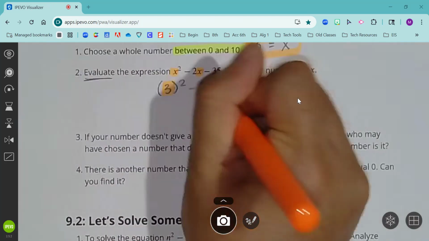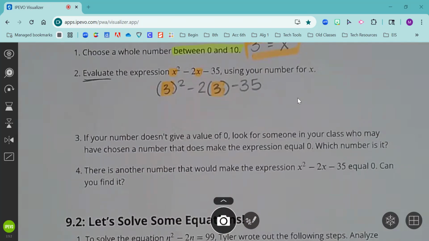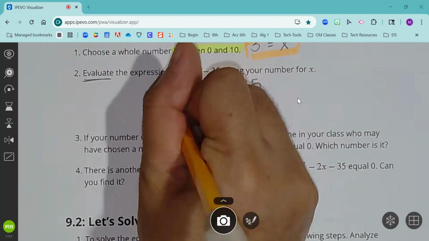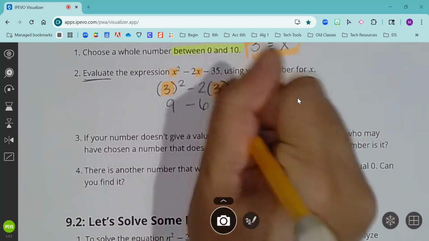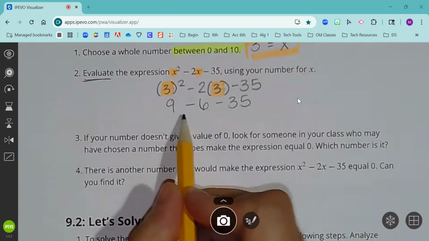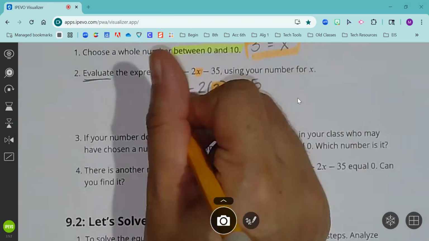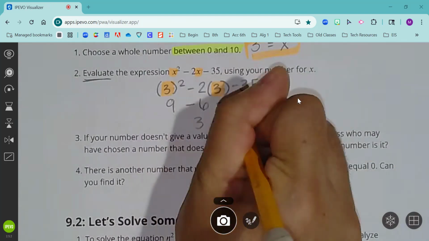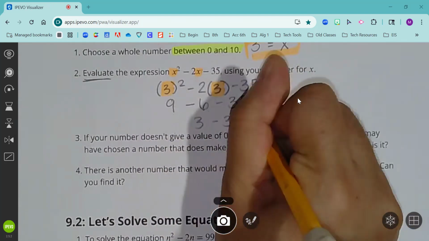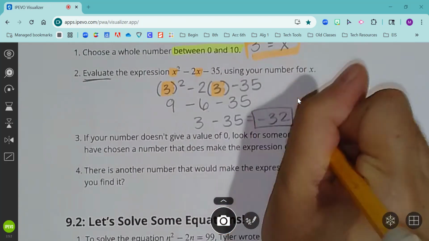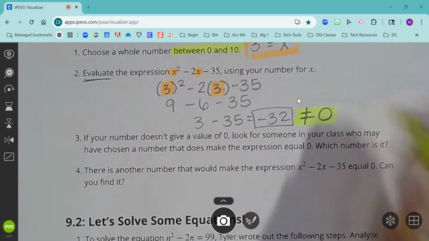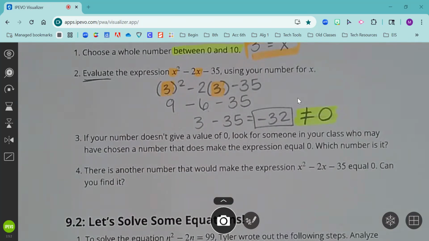So substituting it in for x and then now solving. Well, 3 squared is 9 minus 6 minus 35. And that is 3. That's 9 minus 6 is 3, minus 35. And that is a negative 32. That is not 0, which is what we want. So 3 is not a solution for that equation.